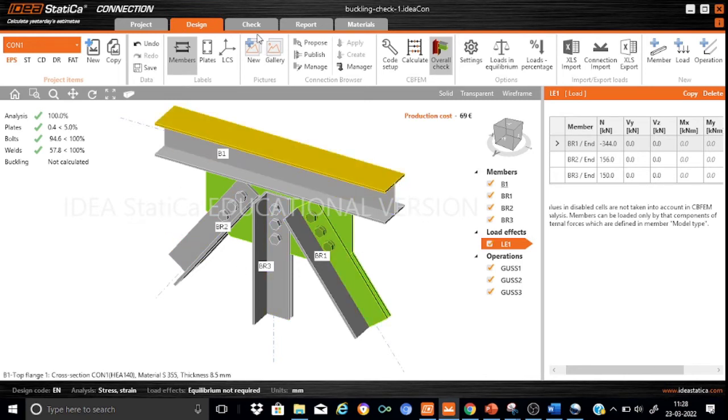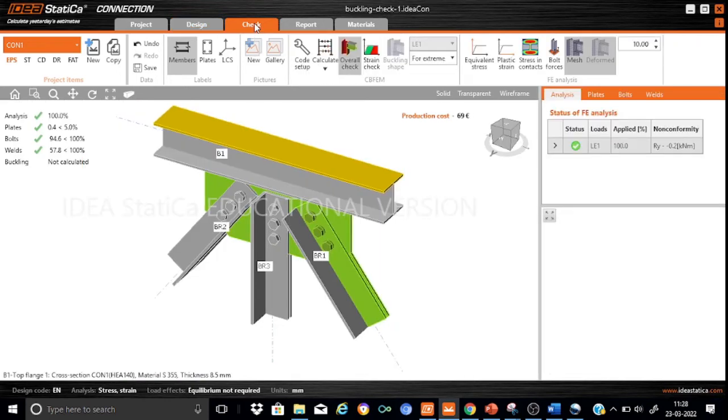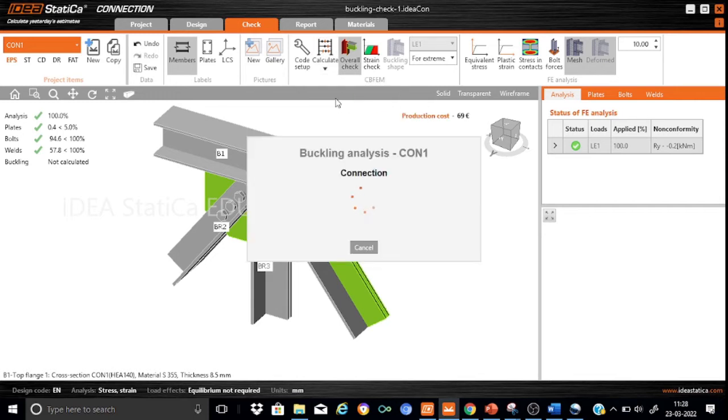So now, in order to perform the buckling check, we straight away go for the check ribbon, so press it. Here under calculate, we have two options, the stress strain analysis and the stress strain buckling analysis. The stress strain analysis is already run, so let us go straight away for the stress strain buckling analysis. As you can see, IDEA StatiCa now proceeds with the buckling analysis, and it will provide us all the results relevant to the buckling analysis.